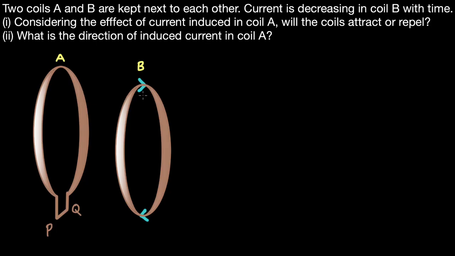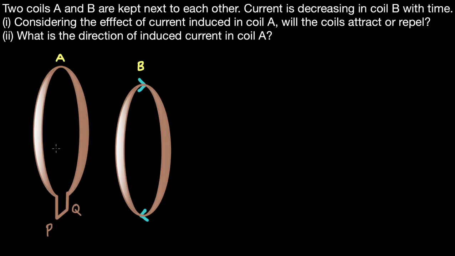Will these coils attract or repel? And the second part is what is the direction of induced current in coil A. Now let's focus on the first part to begin with, and we will come to part 2 later. And also for a common perspective between you and me, let's say that the shiny part of this coil is towards us, which means this node P will be towards us and Q is slightly further away from us.